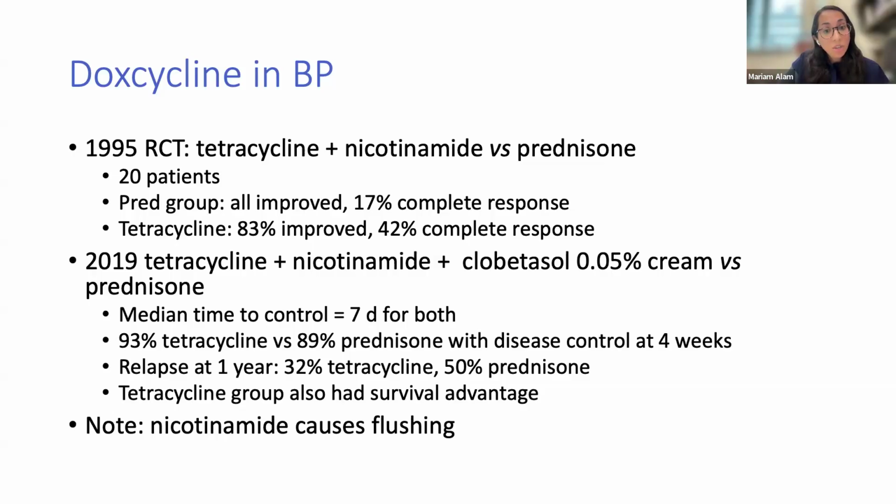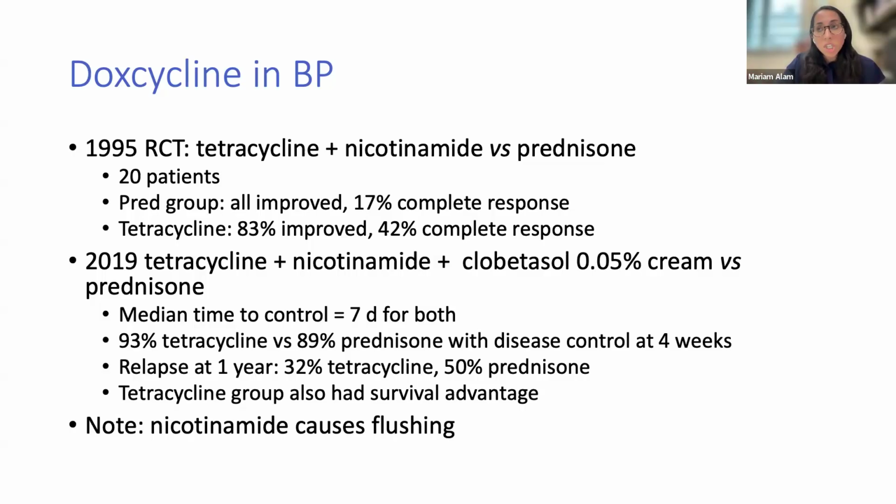And the tetracycline group actually did better at 4 weeks than the prednisone group. And the relapse at 1 year was also lower in the tetracycline group than in the prednisone group. And the tetracycline group had a survival advantage. So all of those things I think support this as a good treatment strategy for people in that moderate to even mild disease category, because doxycycline doesn't have a ton of risks, right? I mean, you have nausea, photosensitivity, it is an antibiotic, and so that's maybe not great in terms of antimicrobial stewardship. But I think just in comparing it to putting especially older patients on prednisone, it's huge.